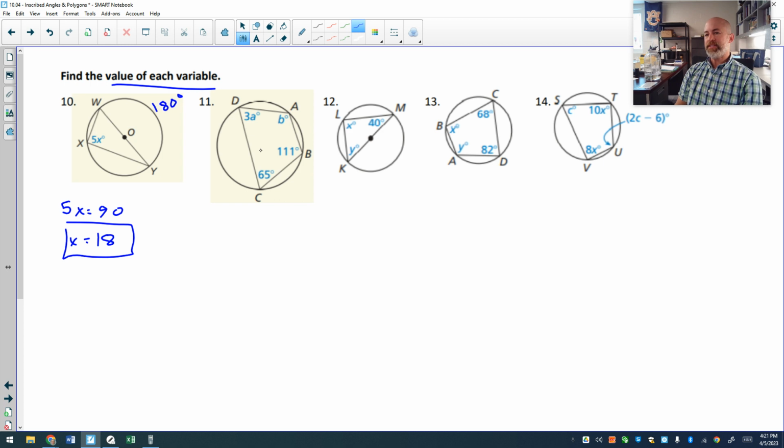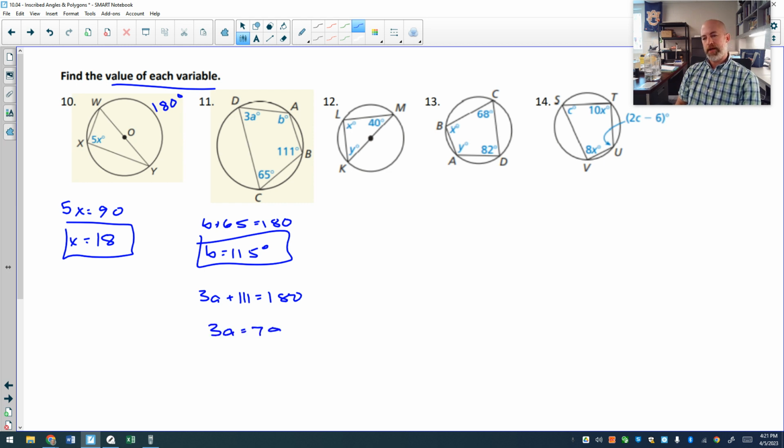At number 11, we have an inscribed quadrilateral, and in an inscribed quadrilateral, opposite angles will be supplementary. So B plus 65, I'm going to start with B because that's going to be a little bit easier, is going to be 180. B is going to be 115. And 3A plus 111 is 180. 3A is going to be 79, and A is 79 divided by 3.